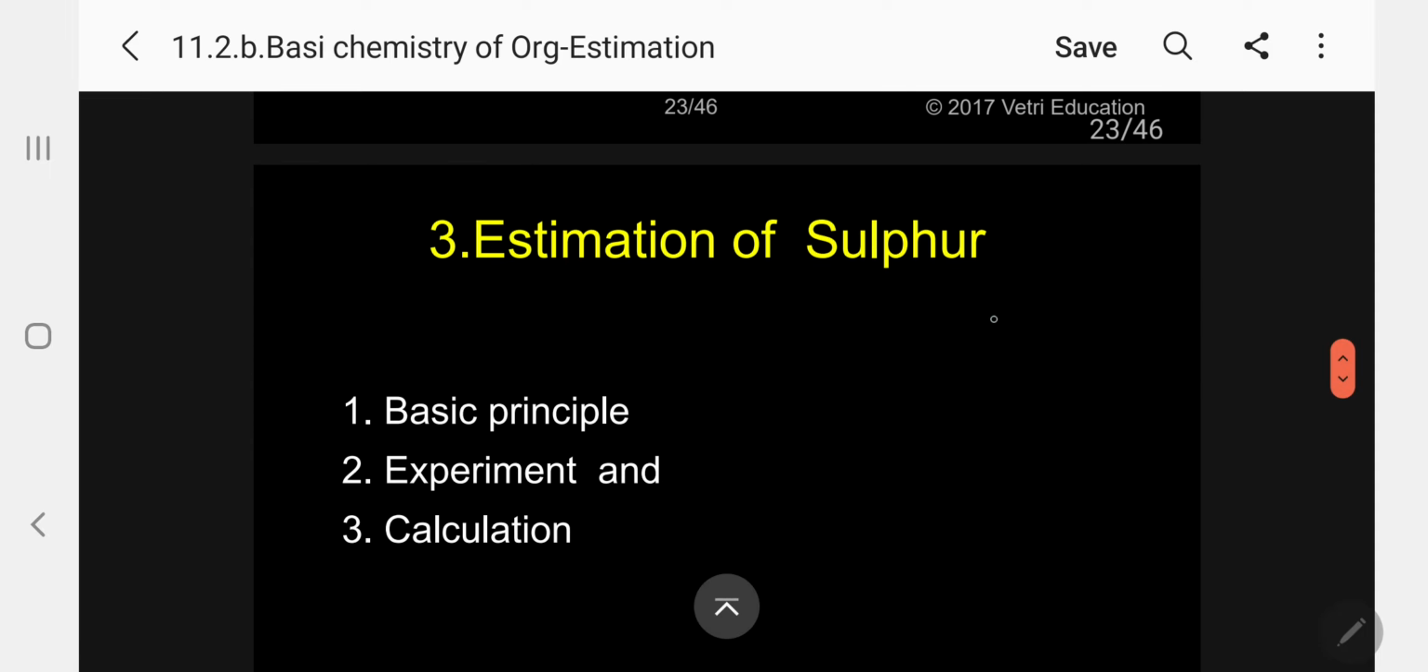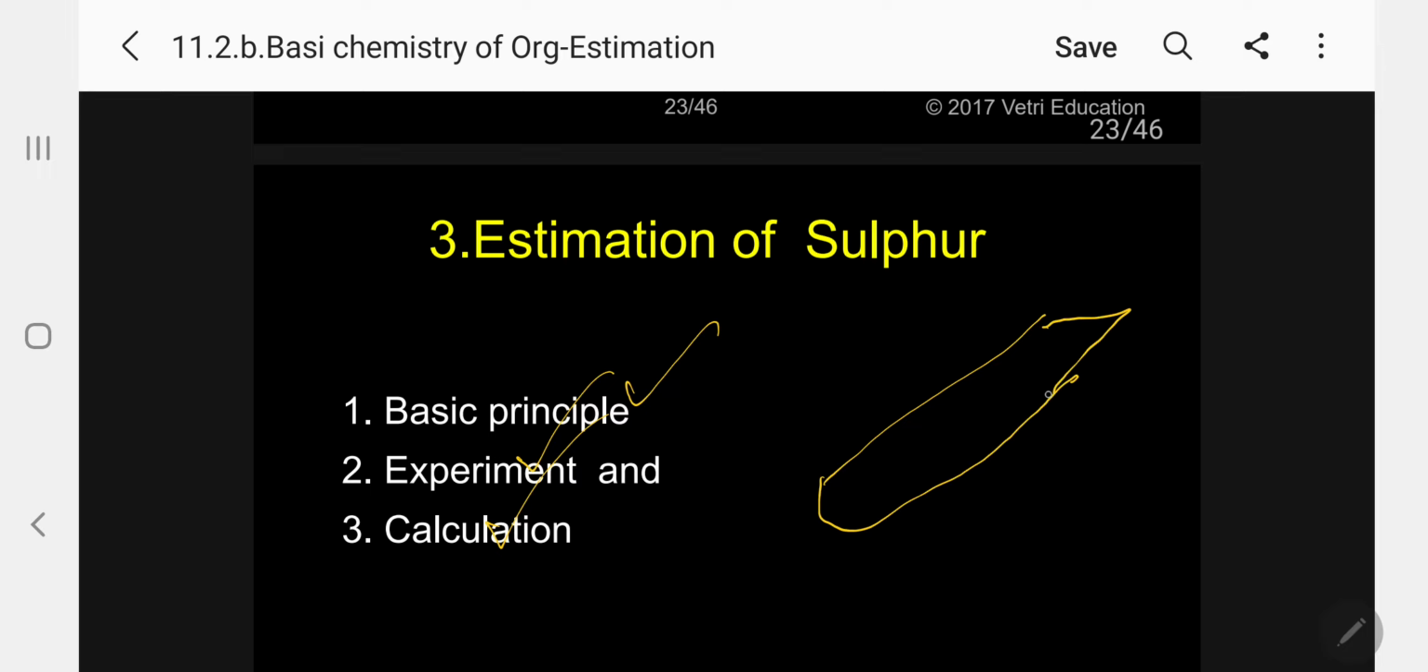Okay. Next, let me go for the estimation of sulfur, another important element. As usual, there are three parts: basic principle, experiment and calculation. Kindly follow here. I am going to use a Carius tube. What is a Carius tube? It will be like this. This will be a Carius tube. I will show you that.